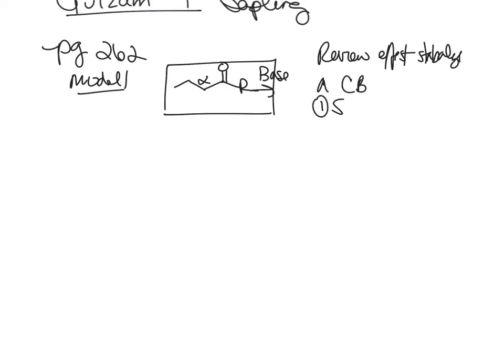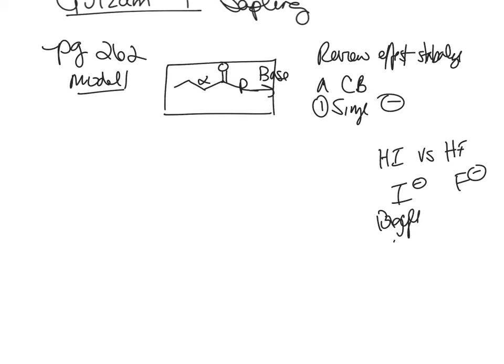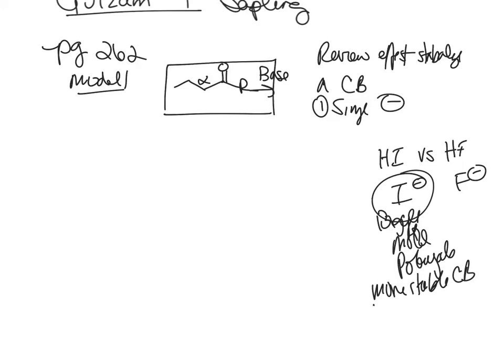And there's 5 of them. So size, that's the size that the negative charge resides on. So you remember HI versus HF. You do your conjugate bases, right? And this one's bigger, so more polarizable. So because of the size, this is a more stable conjugate base, and therefore HI is more acidic than HF. Okay, number 2, the formal charge.